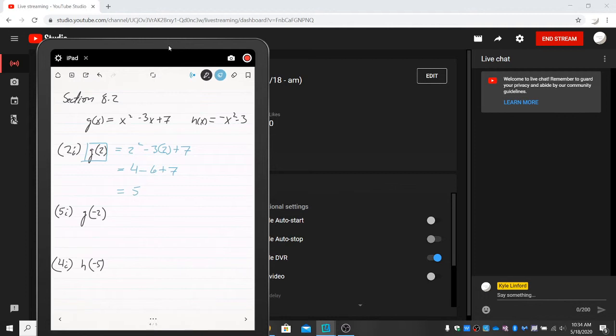Now let's take a look at problem 5 from the independent practice. Same function, g, but this time plug in negative 2. Notice what happens here. Negative 2, I'm going to wrap that in parentheses, and I'm going to say square it. Minus 3 times negative 2 plus 7.